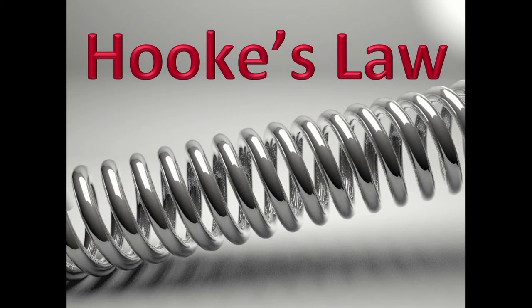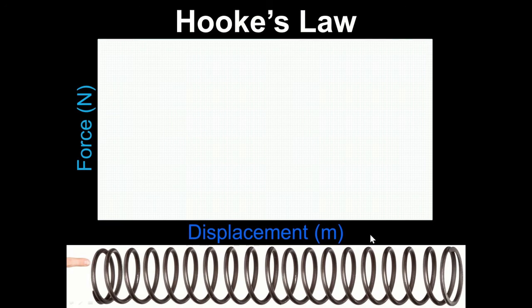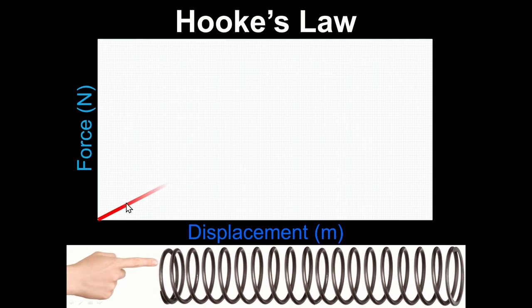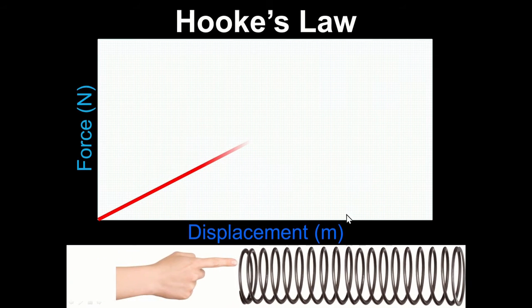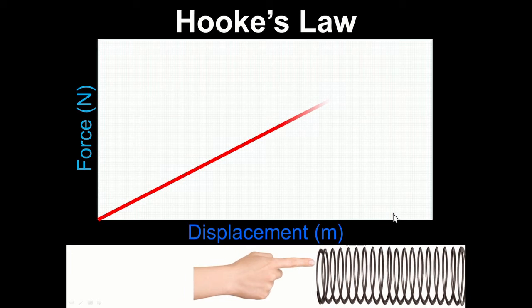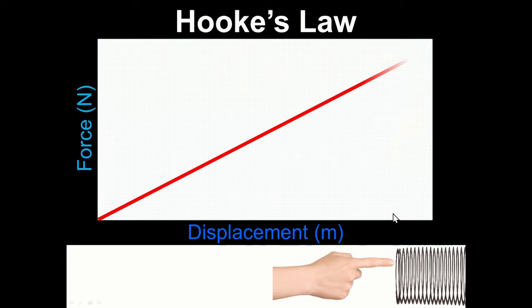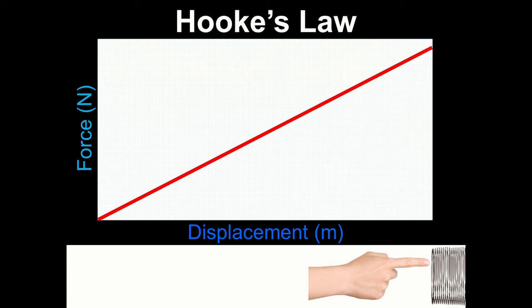Hooke's law is simply the relationship between how far a spring is stretched and how much force the spring exerts. In our spreadsheet lab we just finished, we found that the relationship between force and displacement was a linear relationship. If we stretch a spring a little bit, we get a little bit of force. But the more we displace the spring, the more force the spring provides, and it is a linear relationship.